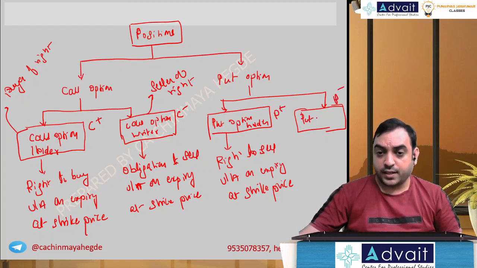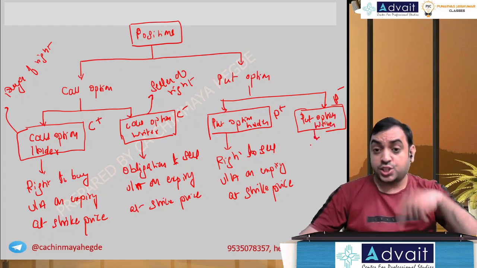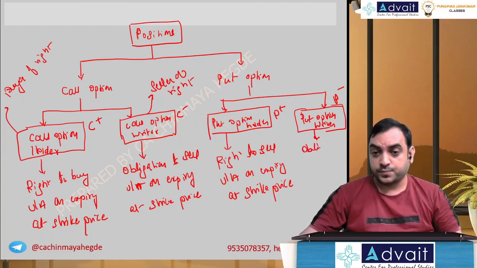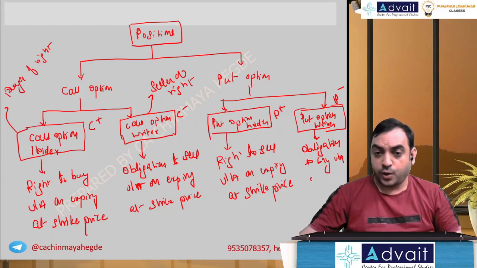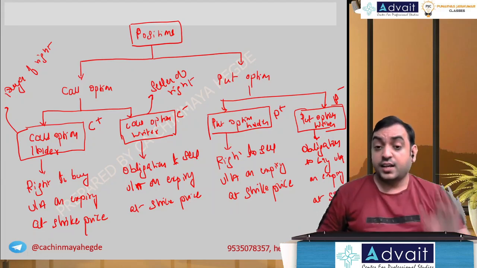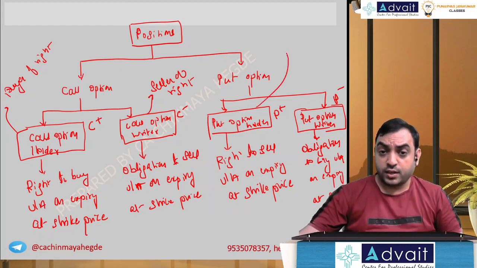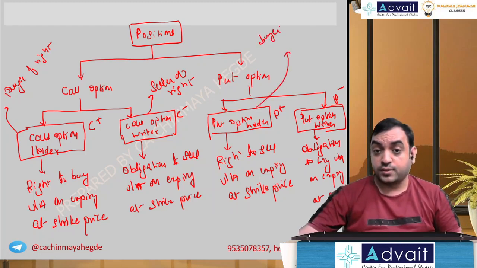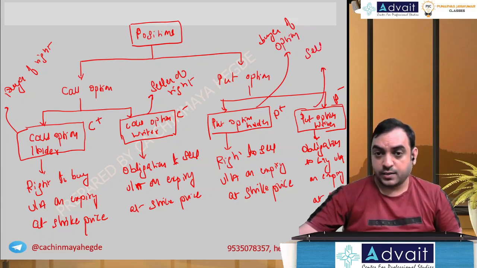Now put option writer will have obligation. Writer will always have obligation. Obligation to buy the underlying asset on expiry at strike price. I'll use short form, hope you understand. So put option writer has obligation to buy underlying asset at strike price. So put option holder is buyer of the option. Put option writer is seller of option.